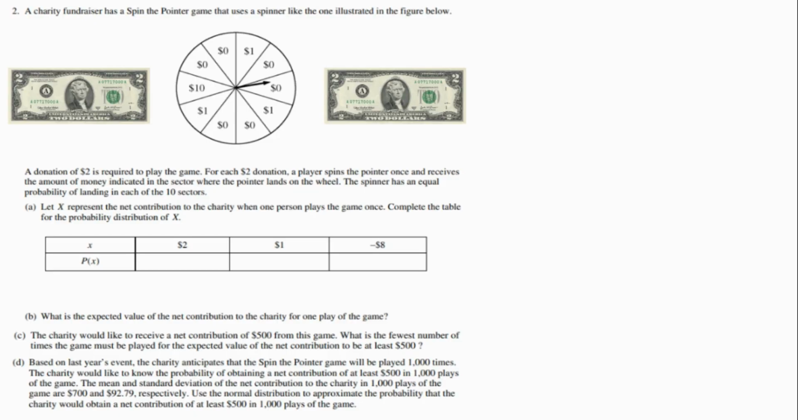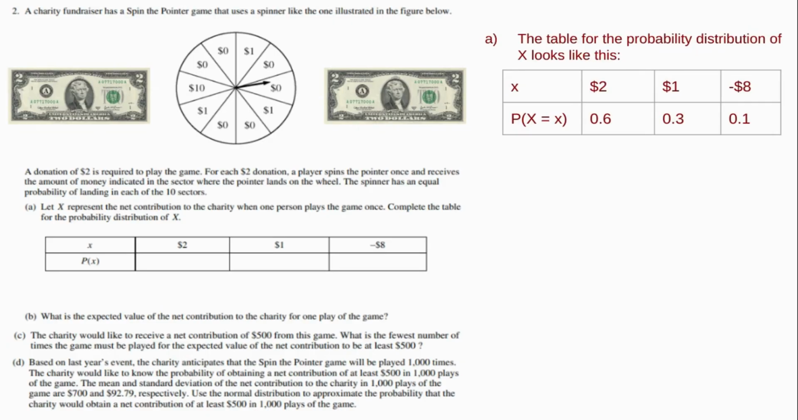All right, here's the answer to Part A. The table would look like this. For the $2 possibility for X, there's a 60% chance. For the $1 possibility, there's a 30% chance. And for negative $8, there is a 10% chance. There we go. So now let's look at Part B.